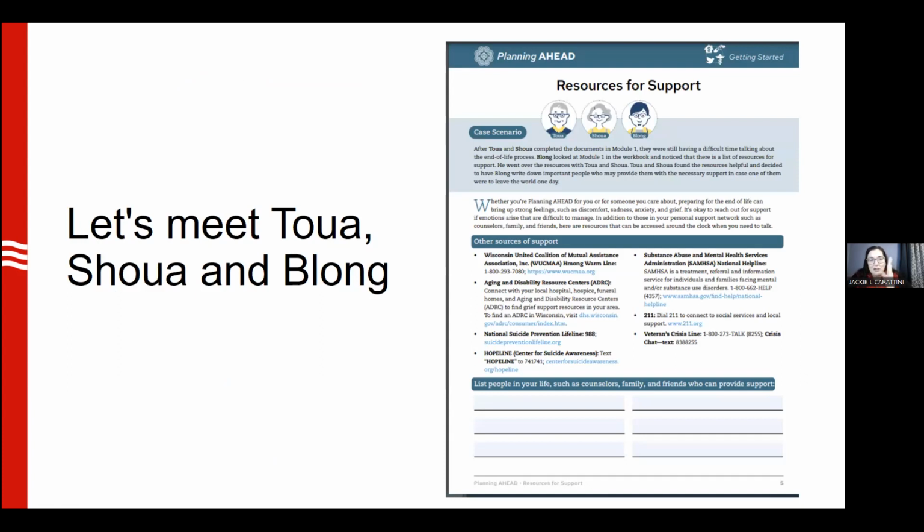And so in each one of the modules, we come back to Tuashua and Blong to give an example of what this would look like for them. So instead of just introducing the information, we put it into an example that folks can understand. This really helps when we're working not only with language barriers, but with elders where that word might not even exist. So it's more than just translating. It's really how do we explain something so that they can understand.